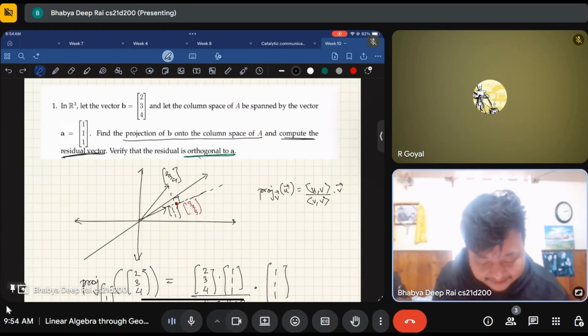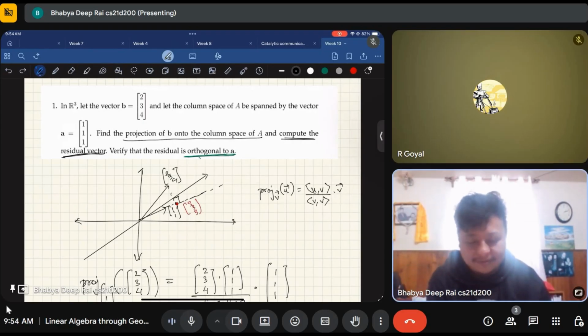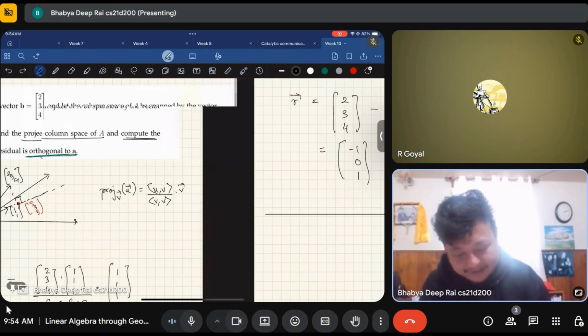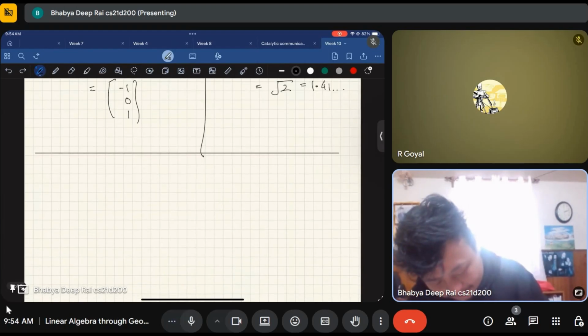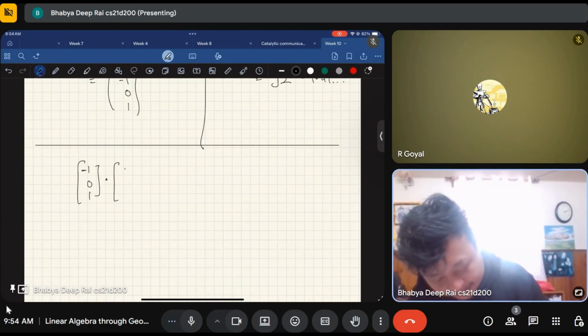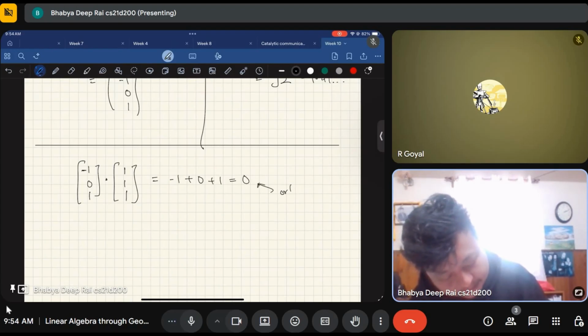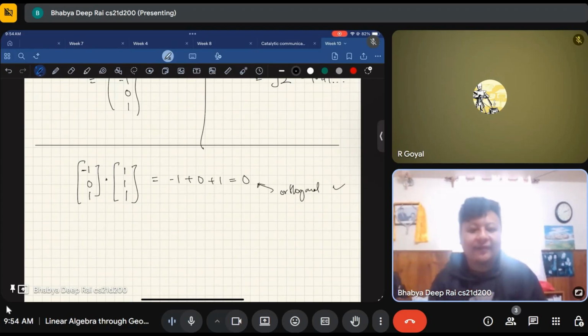we computed the residual vector. We want to verify that the residual vector is indeed orthogonal to the column space. So all I need is a candidate of the column space and do a dot product, right? So A itself is a candidate of the column space. So all I'll do is a dot product of the residual, (-1, 0, 1), with a candidate of the column space, (1, 0, 1), which is equal to -1 plus 0 plus 1, which is equal to 0. So orthogonal. So it looks like everything we did is correct.